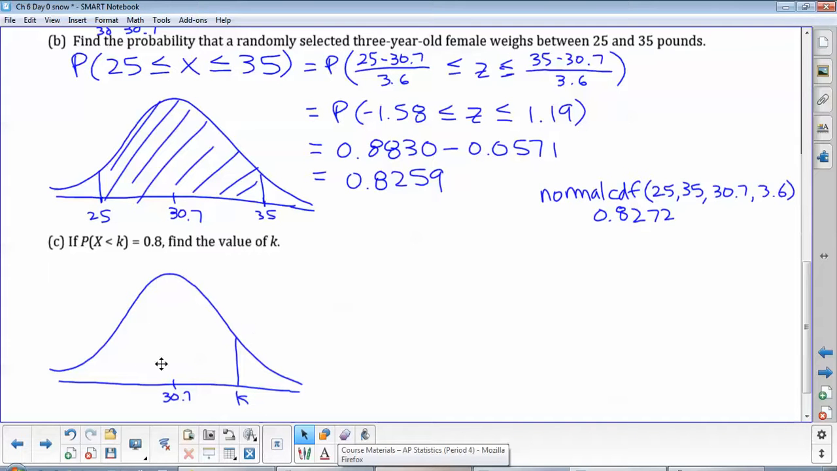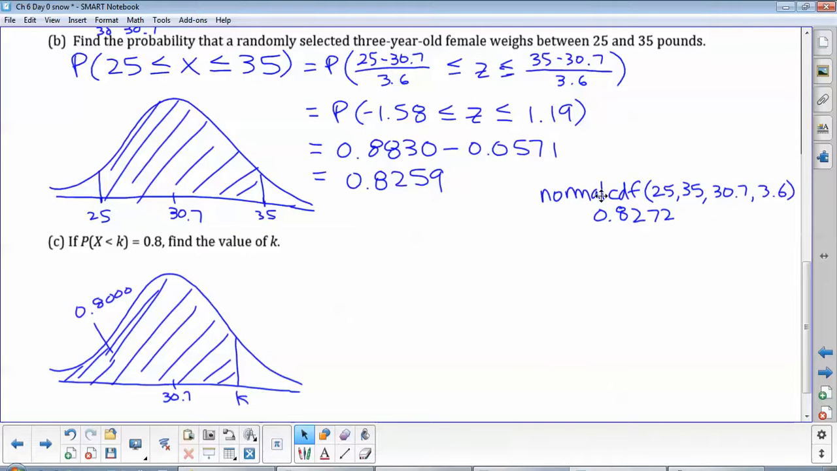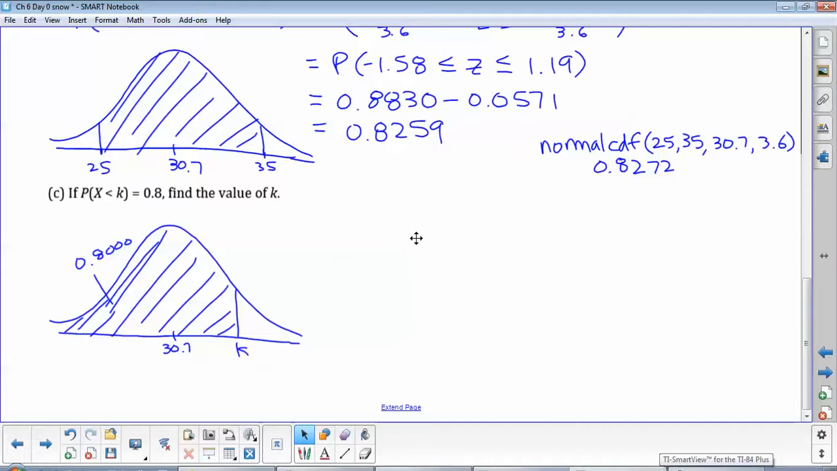And I want to find some K so that the area to the left of it is going to be 80%. I want to know that it's at the 80th percentile. Now, if it's a multiple choice problem, you're probably drawing your sketch, and then you're going to go straight to your calculator. So I want to find the number that has an area to the left of 0.8. Using this mean and this standard deviation, you're going to get some number.